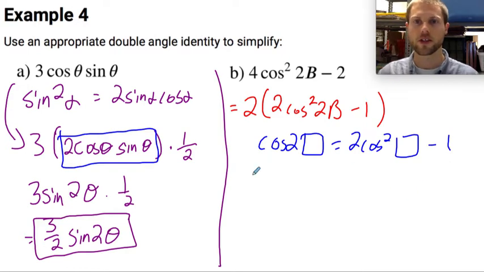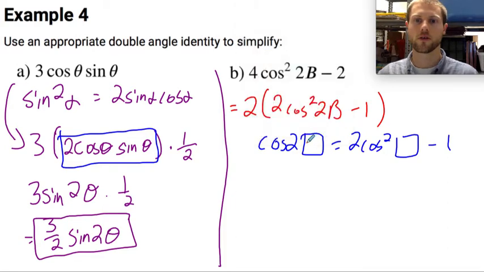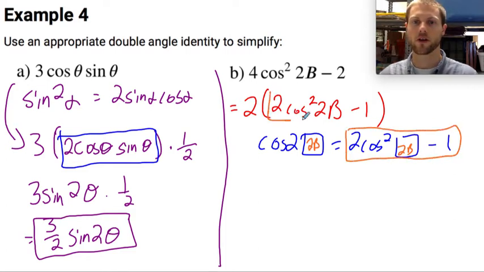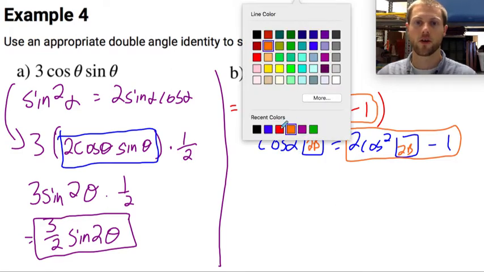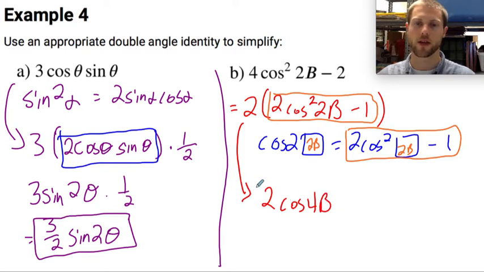Well, it turns out that in this case, the thing inside that box could just be 2b. Right over here on this right-hand side, I have what is inside of my parentheses here. So I'm going to substitute it with this whole piece. So really, this is cosine of 2 times 2b. So this will actually boil down to 2 times the cosine of 4b. I guess not beta, that's just a b.